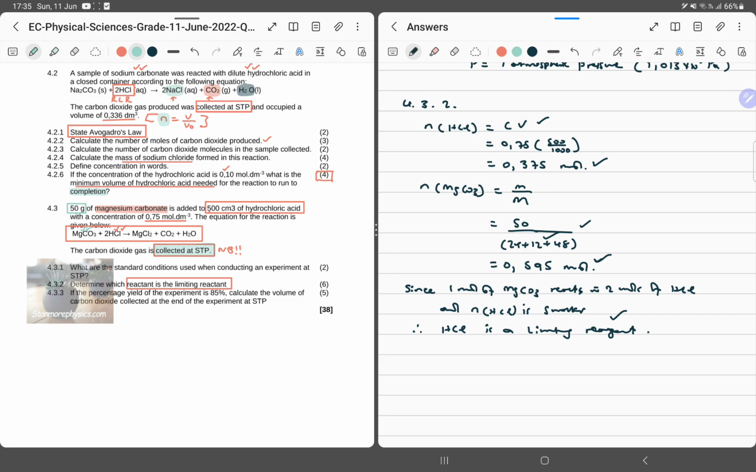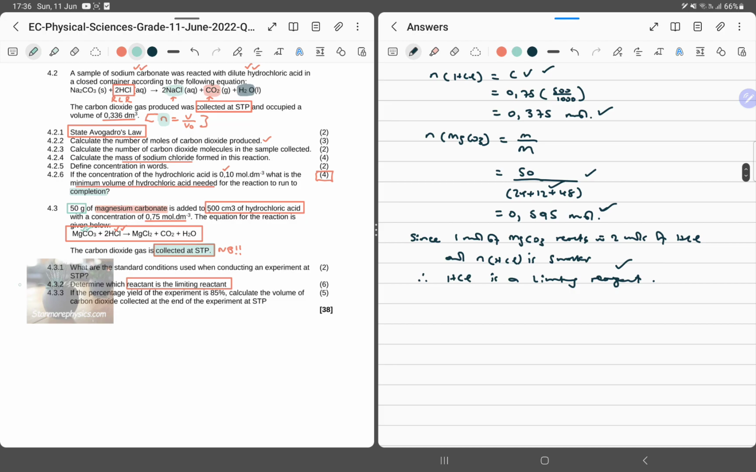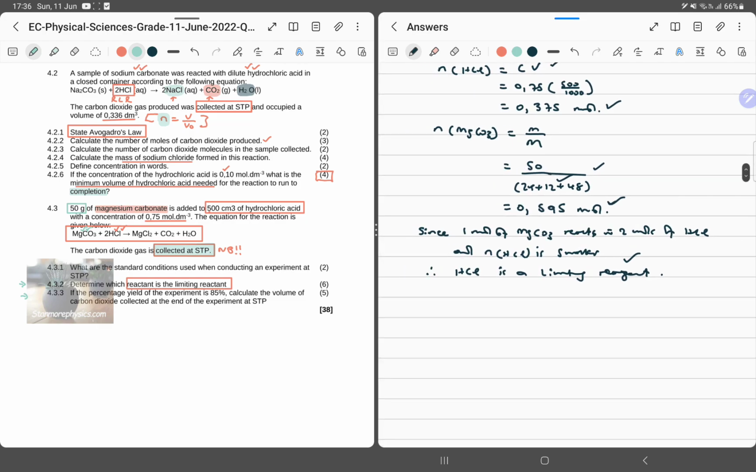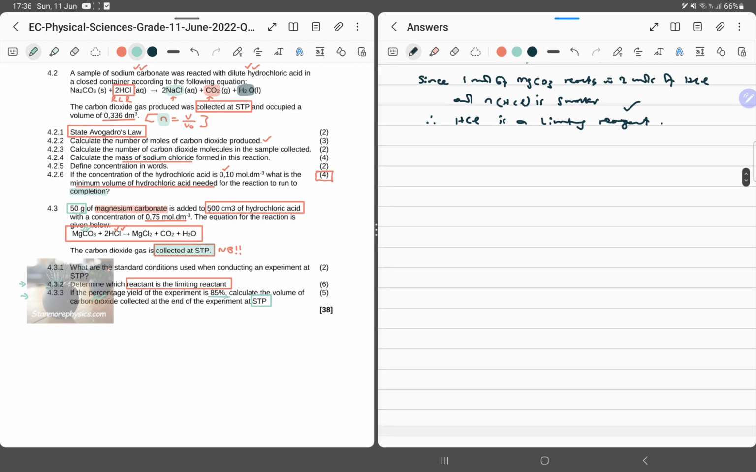Let's do the last question. These are the big ones. Sometimes you will meet them in grade 12. They can surprise you with those questions, already with other information added on top. Now they're saying if the percentage yield of the experiment is 85%, calculate the volume of carbon dioxide collected at the end of the experiment at STP. So another big question. So now they're really killing us, are they not? Okay, so 4.3.3. Let's do it. We are right at the end.